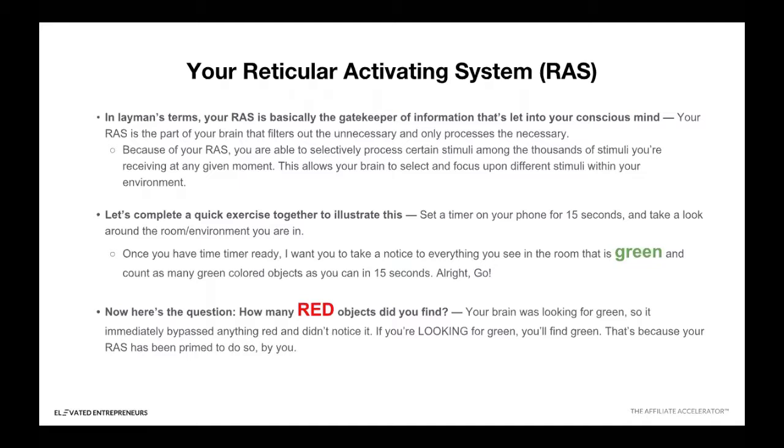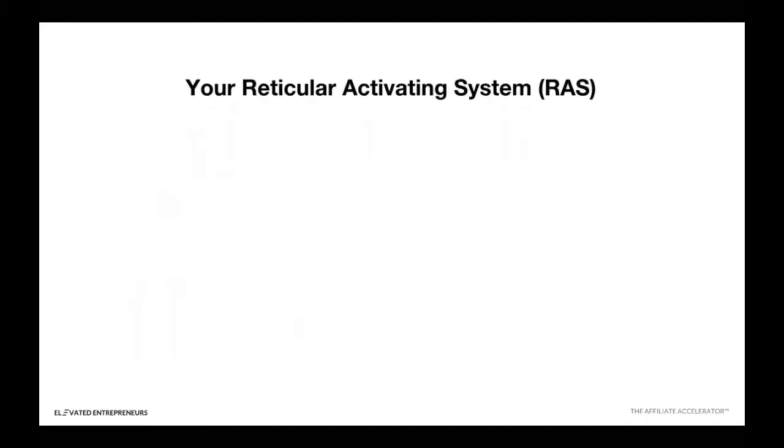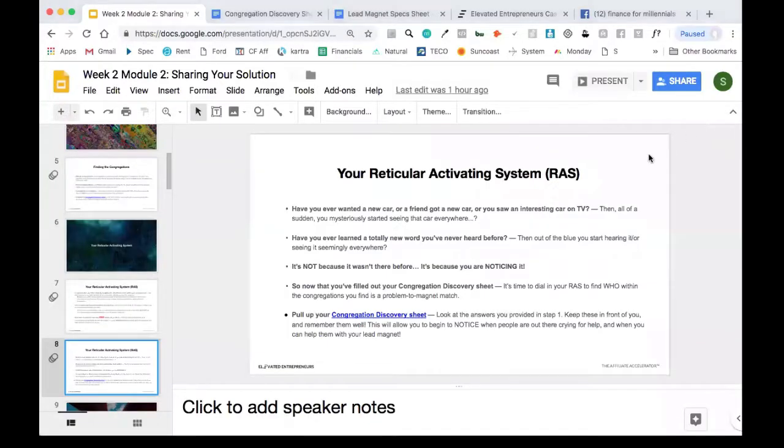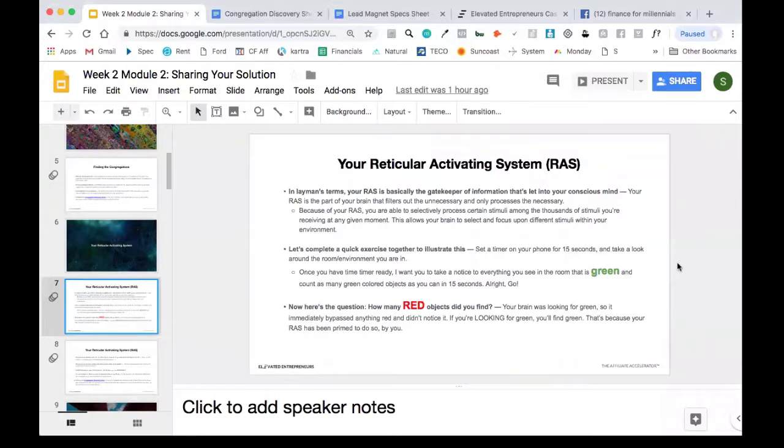And basically, when I ask you how many red objects you find, the answer is 0, most likely, because you weren't looking for that. So I want to see if that makes sense to you guys. I'm curious if that worked for you, because really the point there is that you're priming your brain to find what you're looking for.